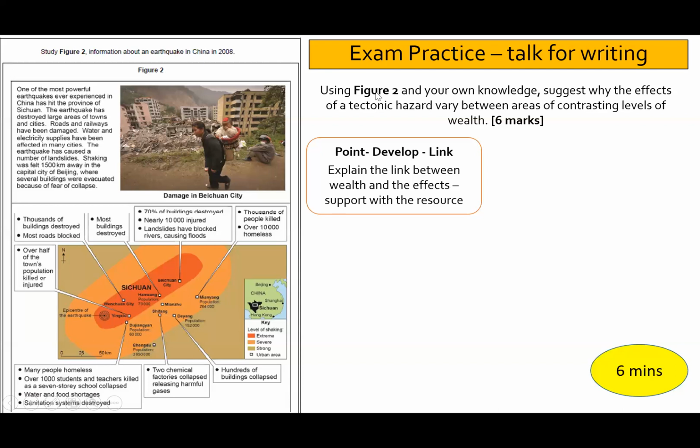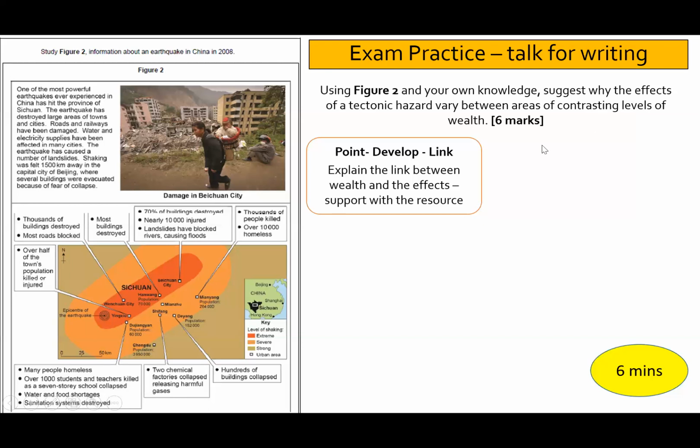You've got to use Figure 2, so use the information here that talks about the impacts of that Sichuan earthquake and your own knowledge. That means use what you've learned from those case studies to suggest why the effects of a tectonic hazard vary between areas of contrasting levels of wealth. Basically, it means why are the impacts of an earthquake different in LICs and HICs.